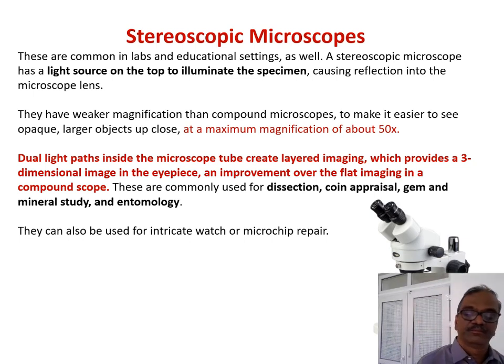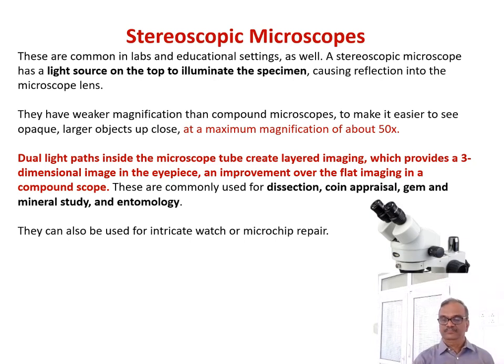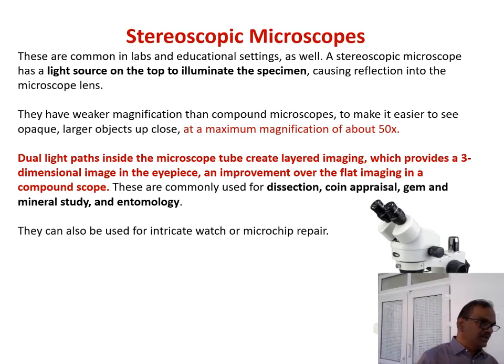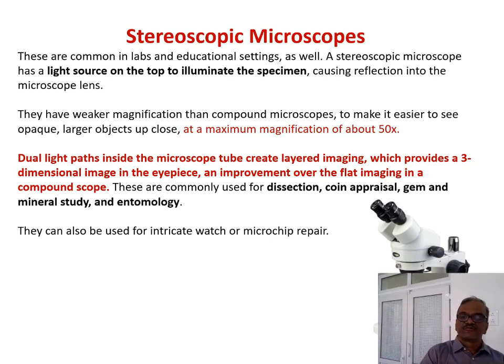stereoscopic microscope? Okay, it has a light source on the top to illuminate the specimen. Light source, generally what we are having at the bottom, we are putting the small lens, isn't it, that receives the light, okay, or you make different modes of making a light source. So here, to illuminate the specimen, the stereoscopic microscope has the light source at the top, causing the reflection on the microscope lens. So here the maximum magnification is up to 50x.